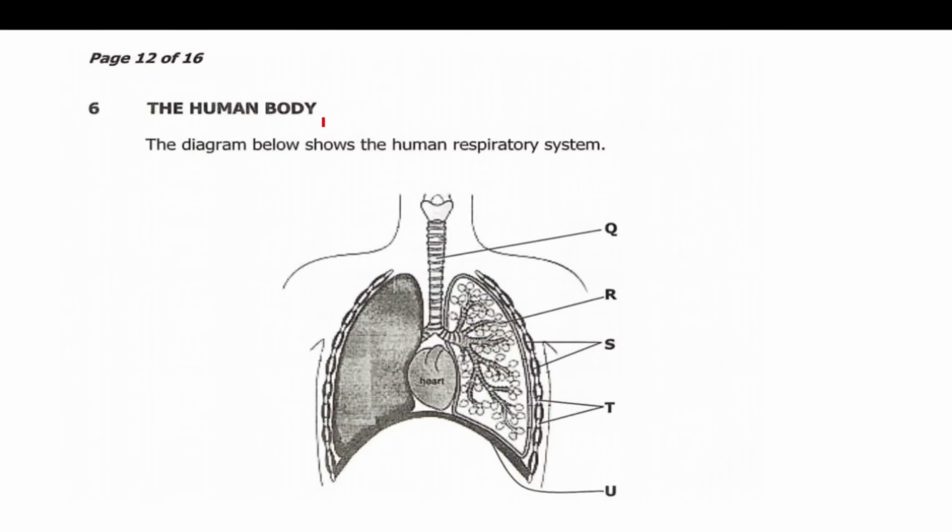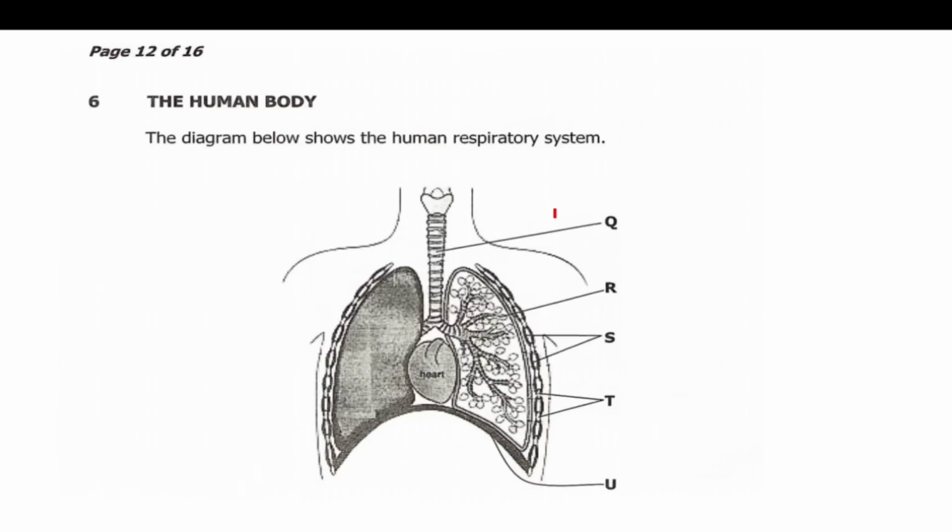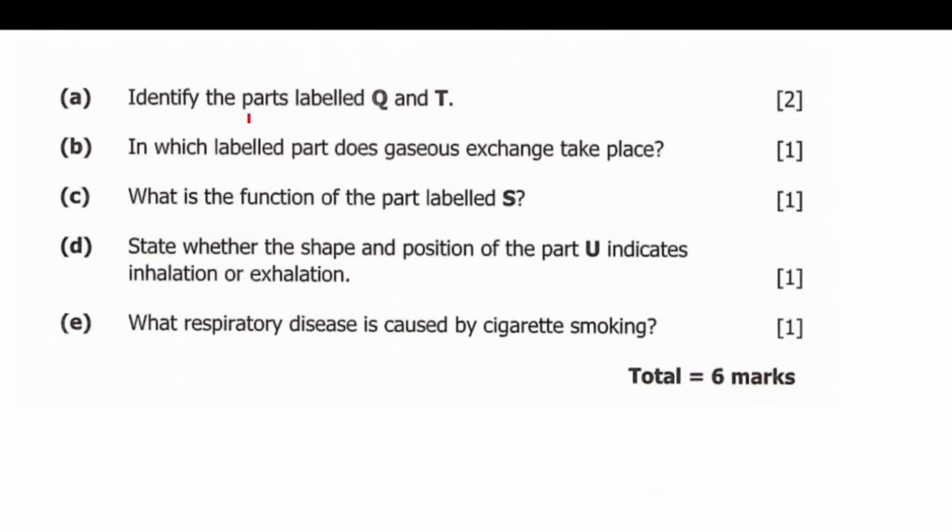6. The human body. The diagram below shows the human respiratory system. A, identify the parts labeled Q and T. B, in which labeled part does gaseous exchange take place? C, what is the function of the part labeled S? D, state whether the shape and position of the part U indicates inhalation or exhalation. E, what respiratory disease is caused by cigarette smoking? Let's start answering.